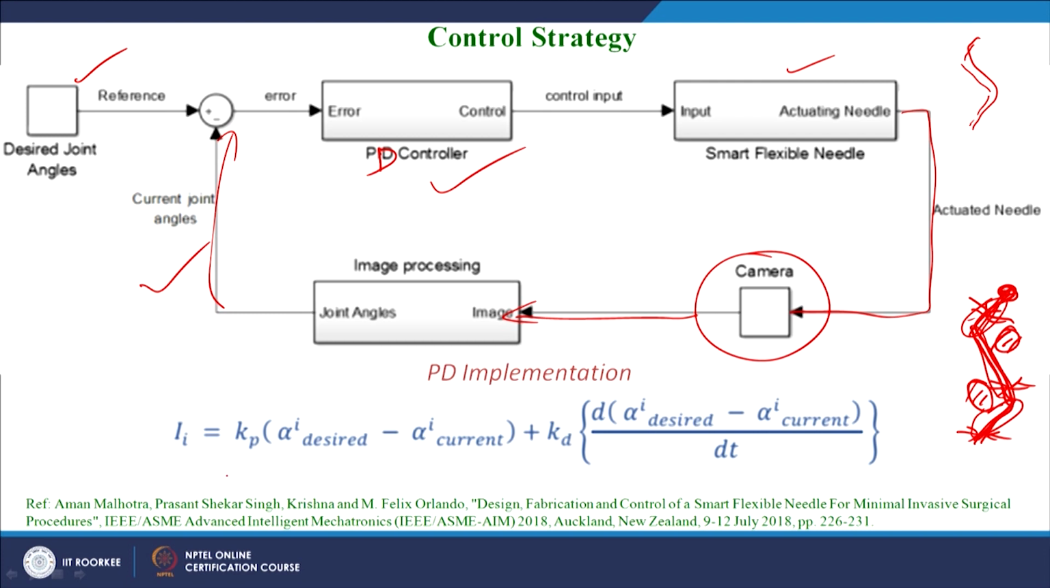The controller output that is going to the needle is the current, which is given by this expression: Kp into alpha i desired minus alpha i current, which is the actual, plus Kd into the derivative of these two currents.